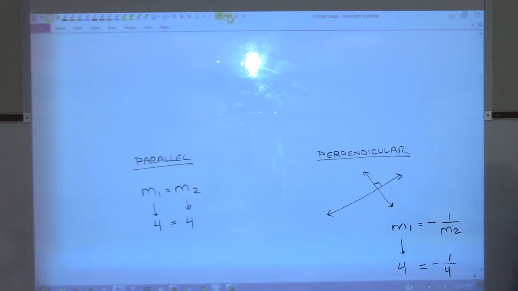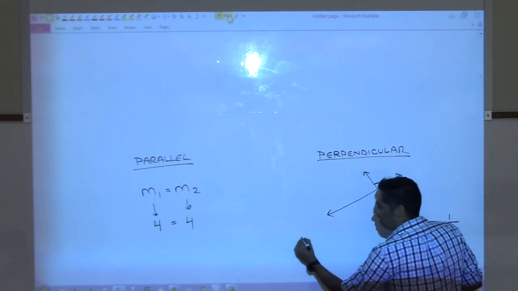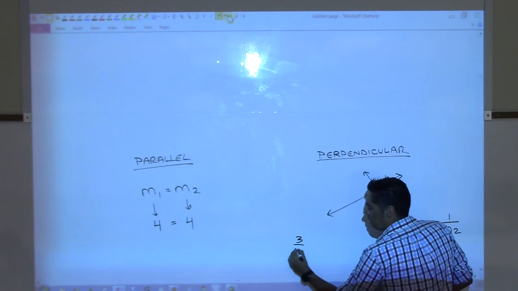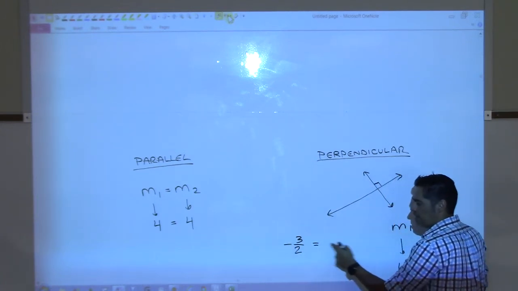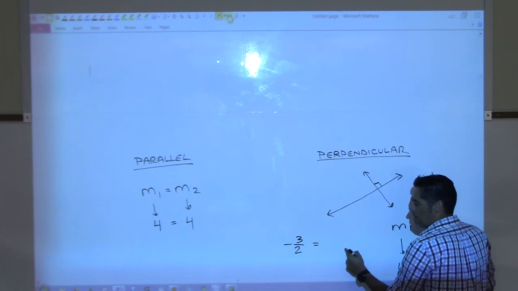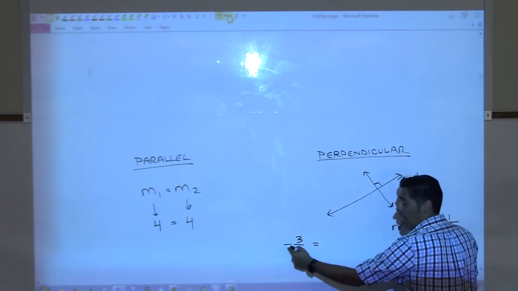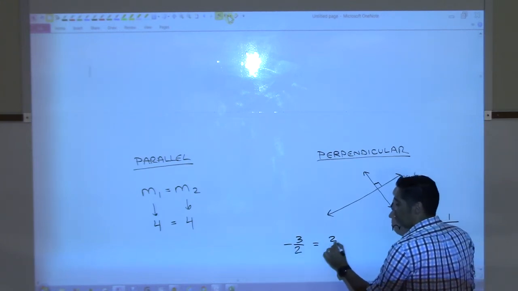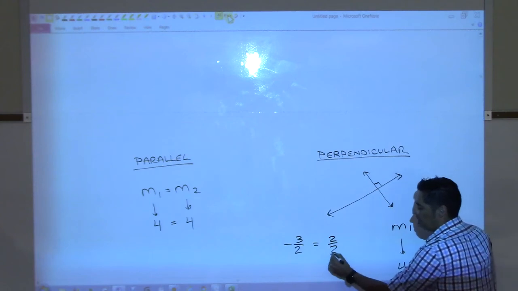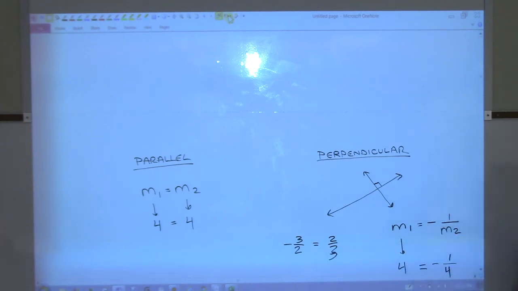I can give you another example. If the slope of one of the lines was negative 3/2, what would the slope of a line perpendicular to this be? So it'd have to be the opposite of the sign. Since this one's negative, this one would have to be positive, right? 2 over 3. Yeah, 2/3. Okay? So that's the relationship.